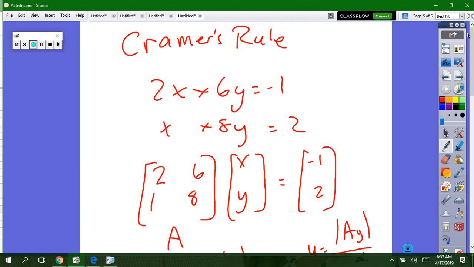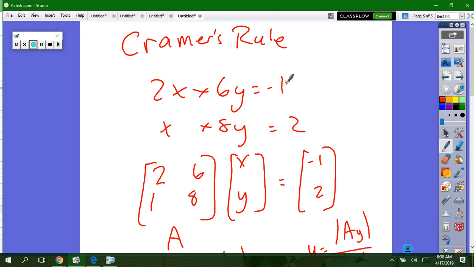x was negative 2. y was a half, I believe, correct? Negative 2 times 2, negative 4, right? A half times 6, negative 4 plus 3, negative 1. It checks out, doesn't it? Okay. Just another way to now learn how to solve a system of equations.